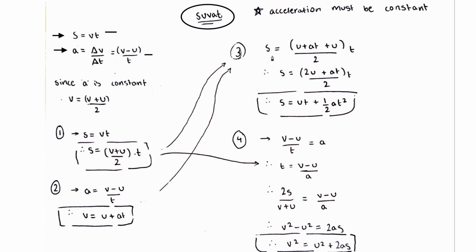Now next is s is equal. So here we're going to take both of these, as you can see by the arrows, and s is equal to v plus u by 2 into t. So since we just proved that v is equal to u plus at, we can put that in.